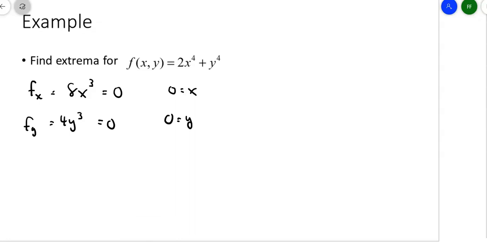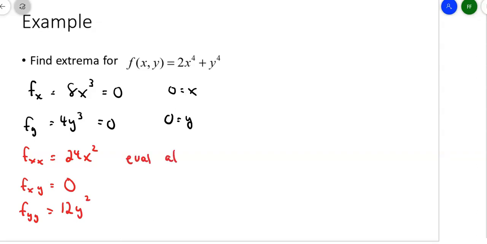Now take your second derivatives. Second partial with respect to x, 24x^2. Derive that with respect to y, and I'll just get 0, right? 8x^3 derived with respect to y, I get 0. Partial y twice gives me 12y^2. Now, evaluate that at the critical point. I evaluate it when x equals 0 and y equals 0, and I get a whole bunch of zeros.